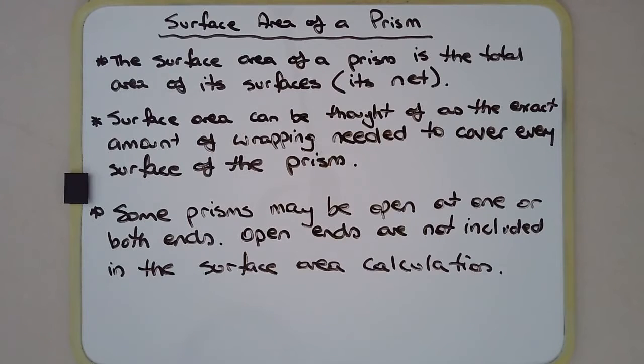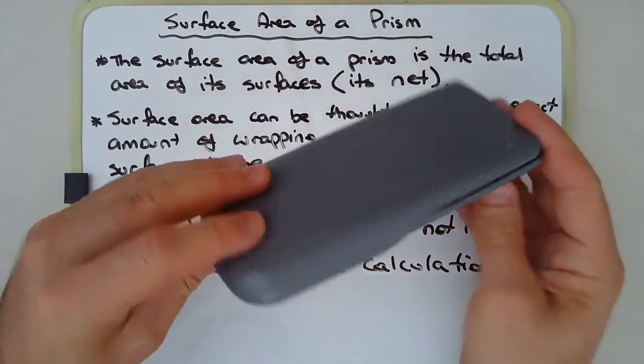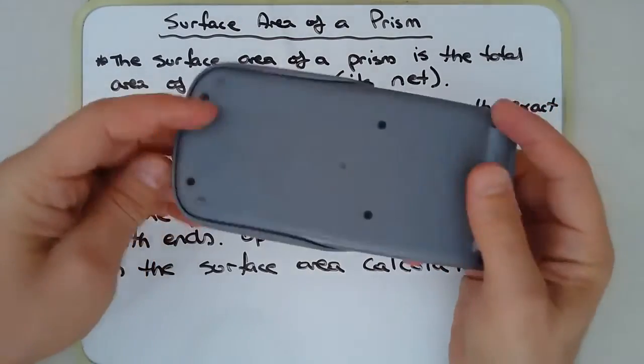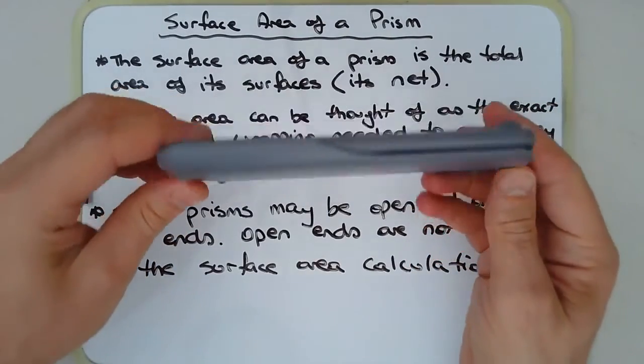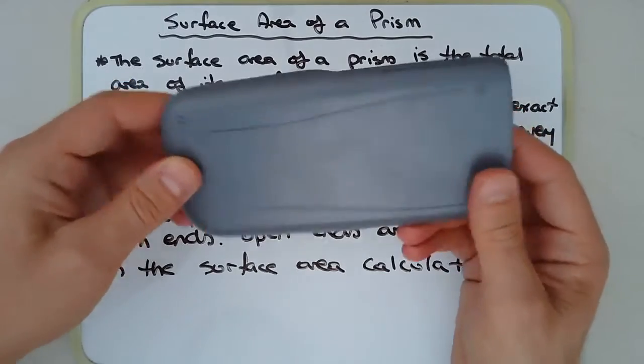Let's have a look now at calculating the surface area of a prism. So first of all, what do we mean by the surface area? The surface area, again, is a two-dimensional idea. If that was, say, a prism, I'll use this calculator here as a prism, or actually any 3D shape for that matter, but we're just focusing on prisms at the moment.